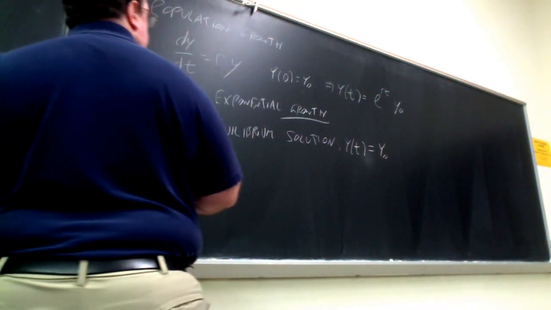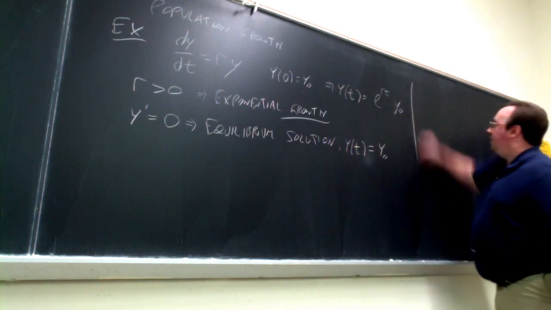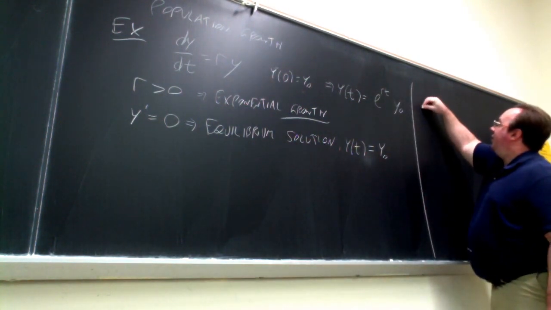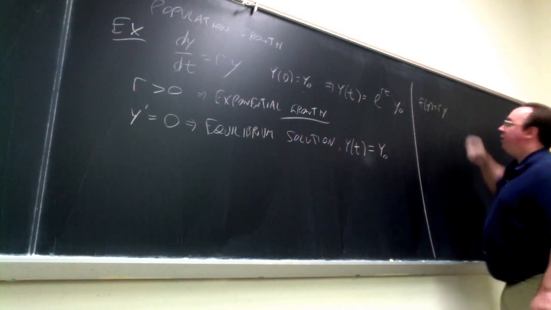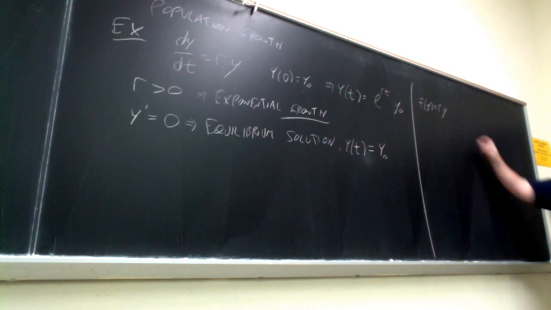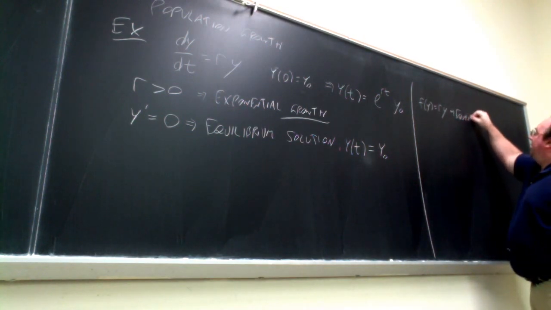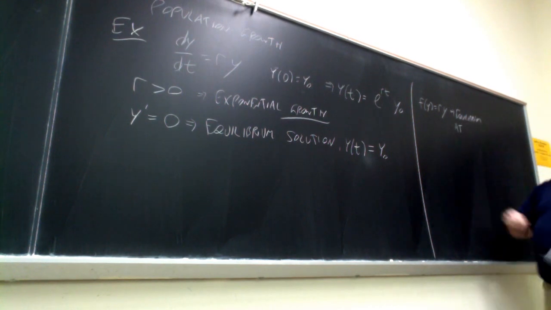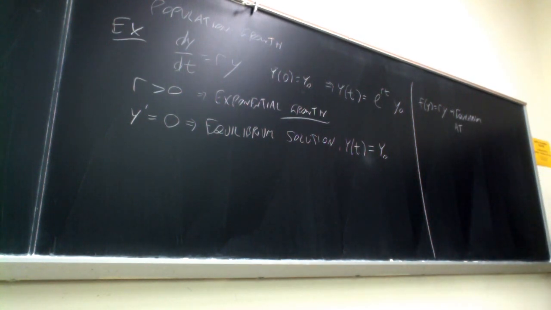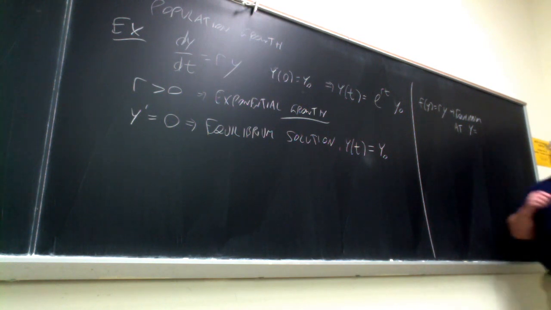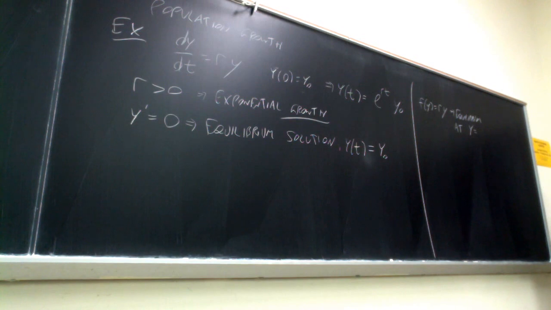So for this example, your f of y is equal to r times y. What you do is you're finding the roots of your function. So in this case, we got equilibrium solutions where? For y equals what? So you just see where this function is equal to 0. Yeah, that's the only one. So this is a very simple example. We'll get to a more interesting one after this.